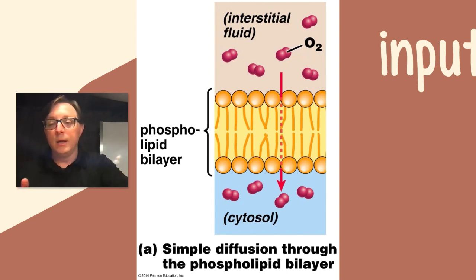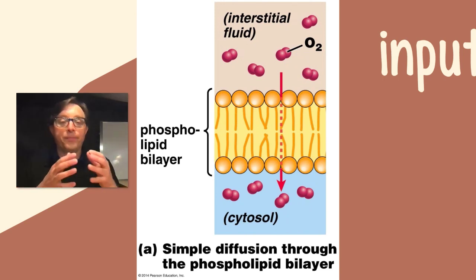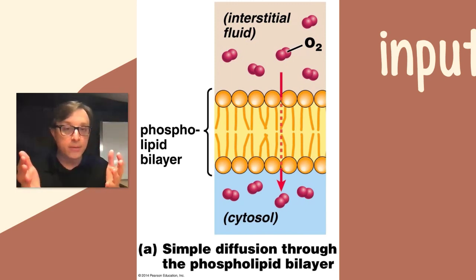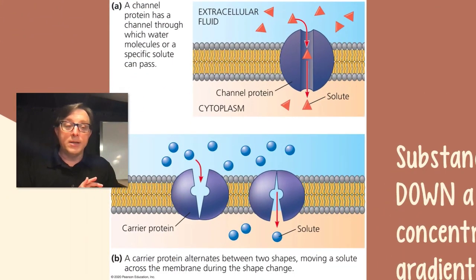Simple diffusion. Larger molecules or polar or charged molecules are not going to be able to move through the membrane like this. Either they are too big to squeeze between the phospholipids, or if they're charged or polar, they're not going to be able to get through that nonpolar hydrophobic region of the membrane. So for those molecules, there is a process called facilitated diffusion, which, again, is completely passive, with no energy from the cell. But now there is a protein that is involved.